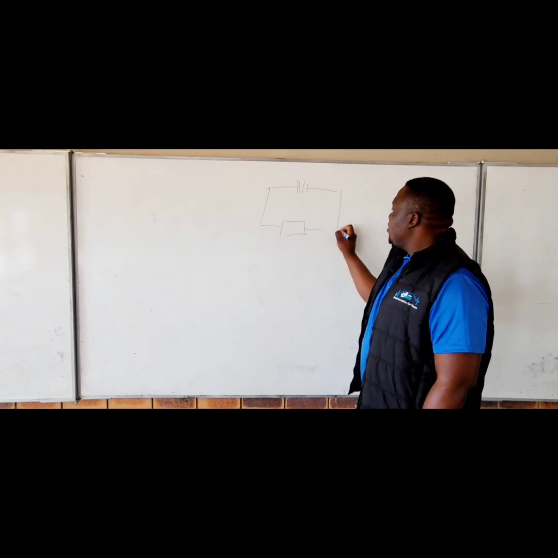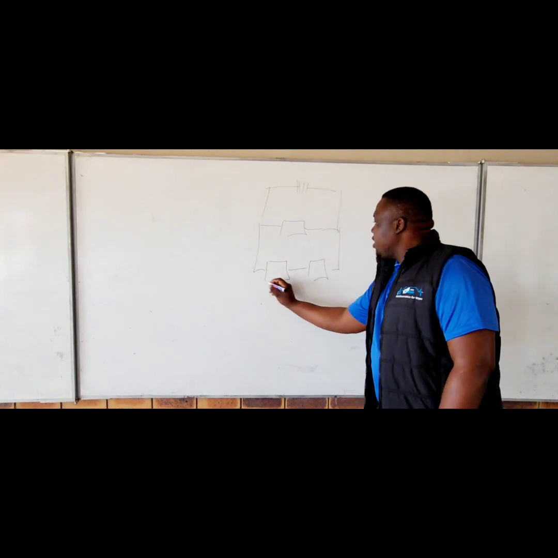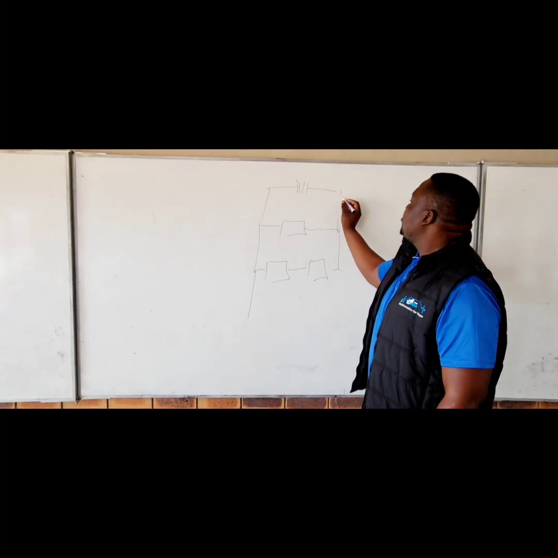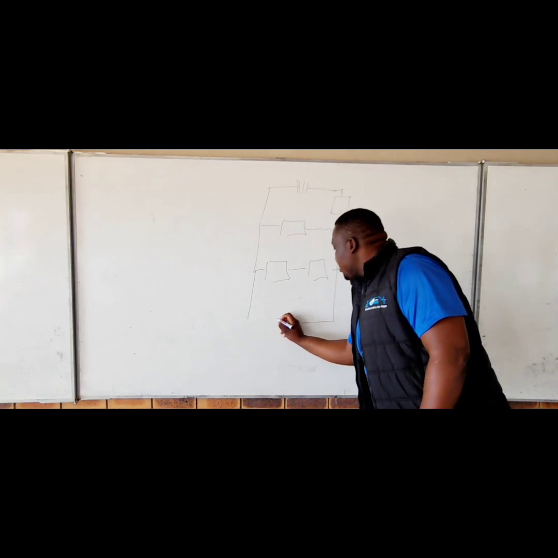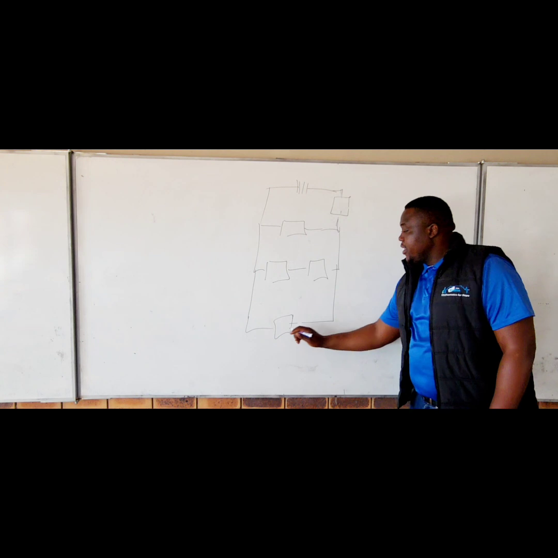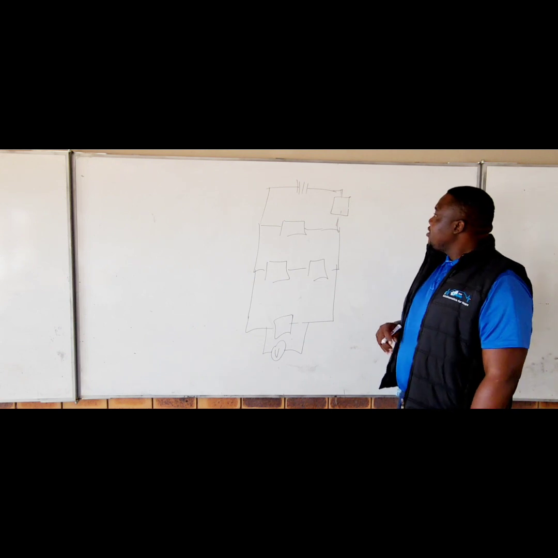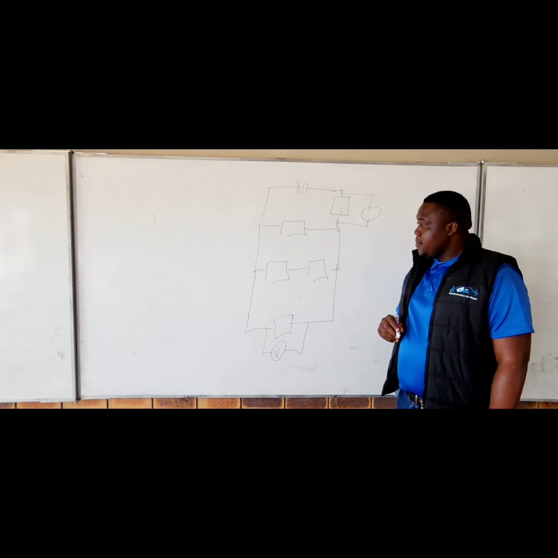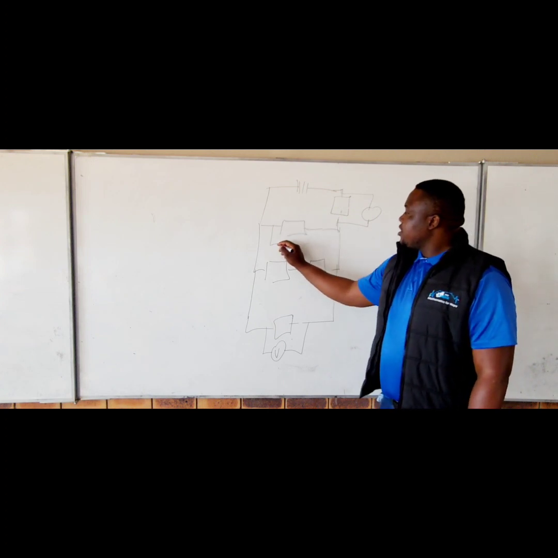I can say we have a resistor. Then we have this resistor, and let us put this one here. Then we have another one here. We're good, right? Then here, let us put a voltmeter. We put a voltmeter, then let us put a voltmeter here. Are we good? Then let us put a voltmeter here.